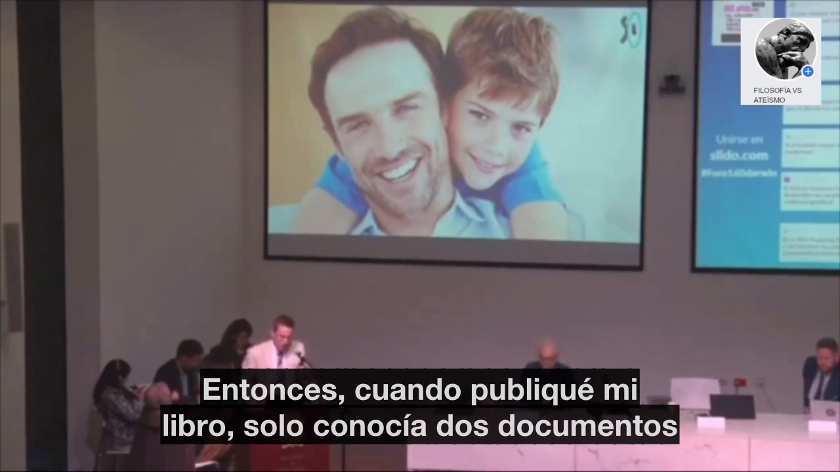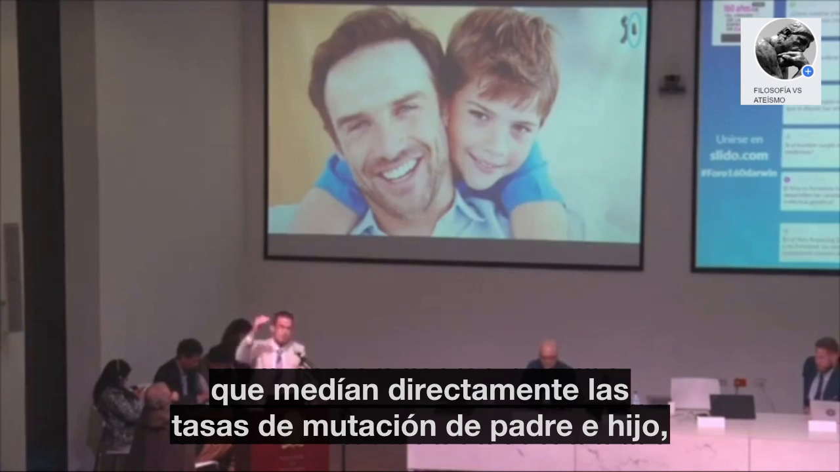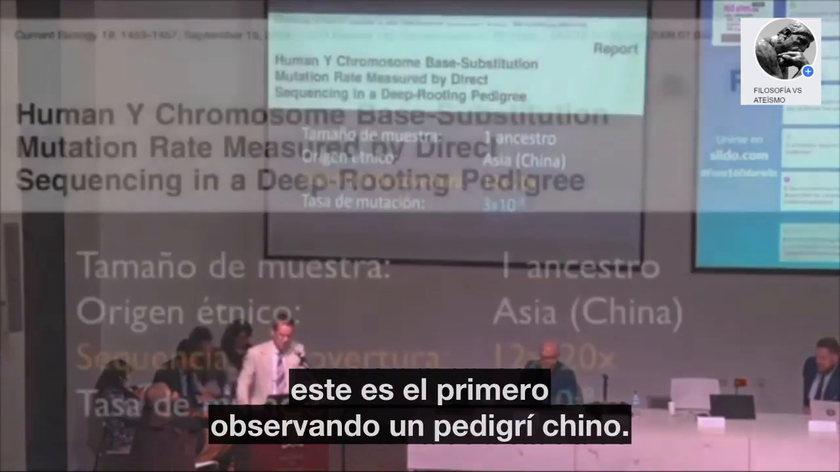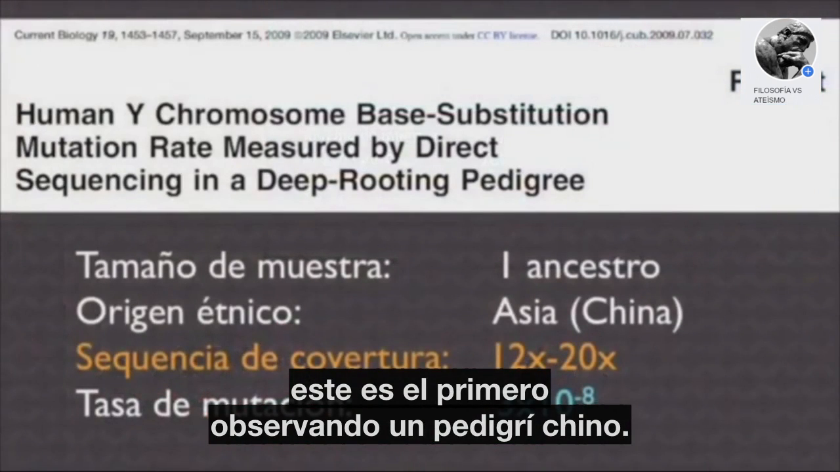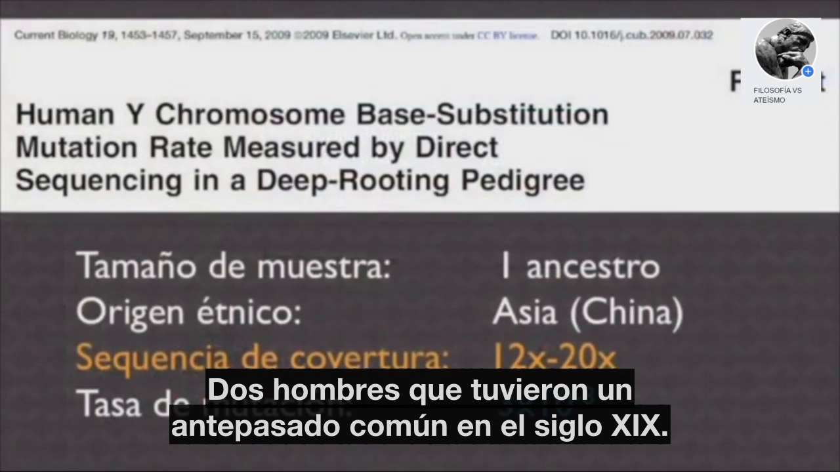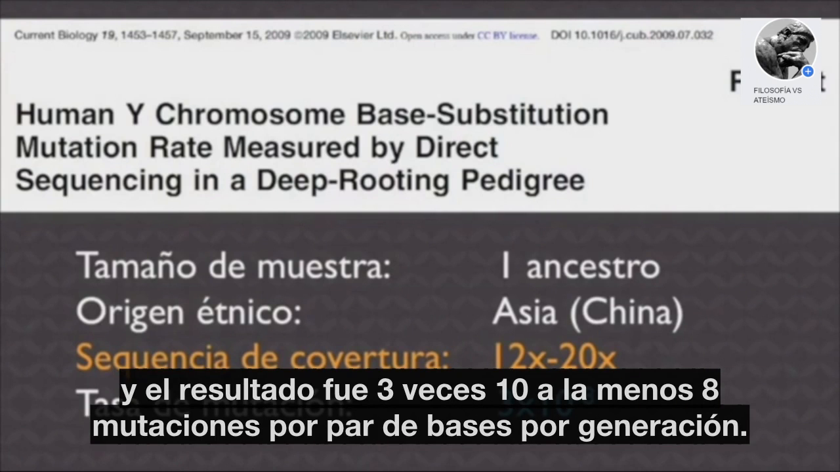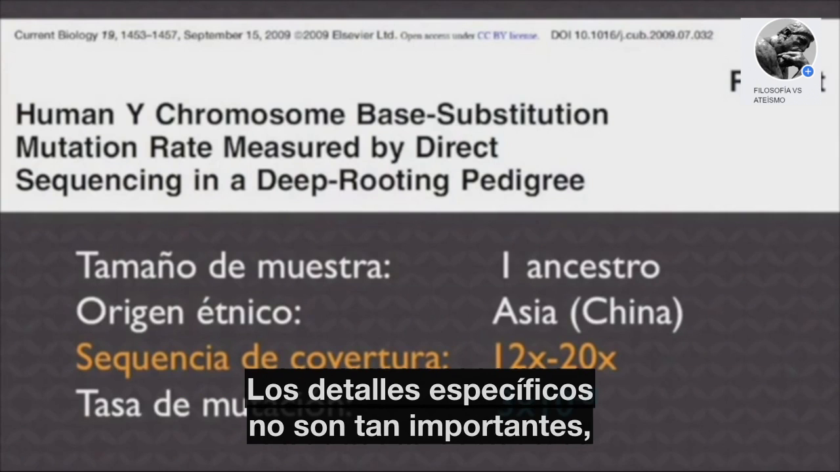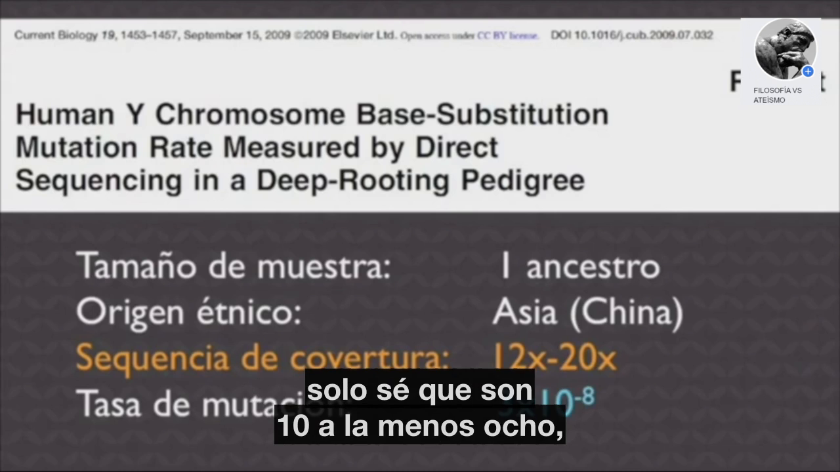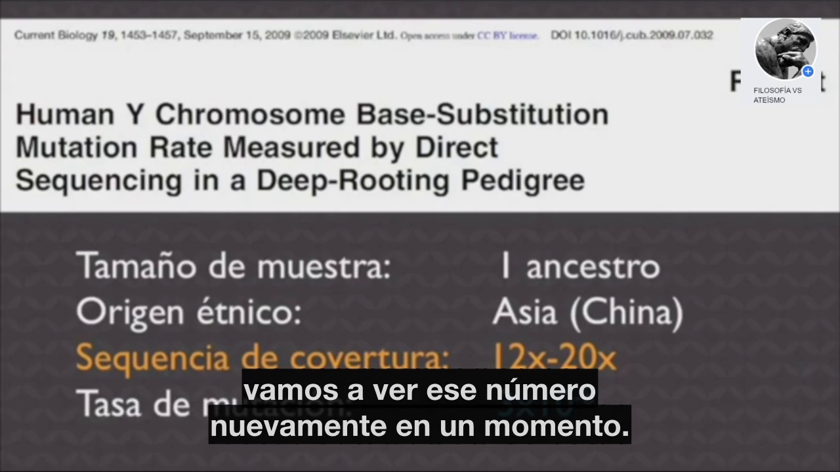So at the time I published my book, I was aware of only 2 papers that directly measured father-son mutation rates. This is the first one, looking at a Chinese pedigree. So two men who had a common ancestor in the 1800s. Then you measure the amount of Y chromosome differences between them, and the result was 3 times 10 to the minus 8th mutations per base pair per generation. The specific details aren't that important, just know that it's 10 to the minus 8th. We're going to look at that number again in a moment.